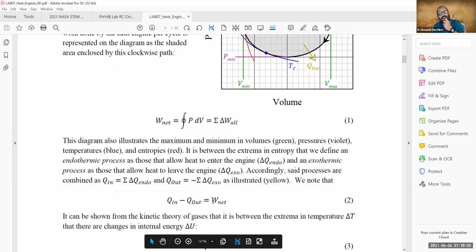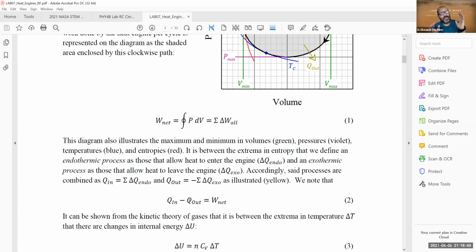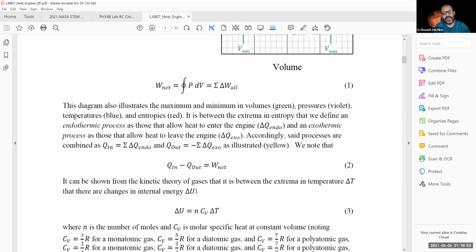This is the definition of W net. W net is the positive value that is the difference between the Q hot and the Q cold. In this way, we're taking absolute values. This formula takes absolute values, okay? In general, it's an algebraic sum, where one of them is positive, the other one is negative. So in this case, we took care of that.